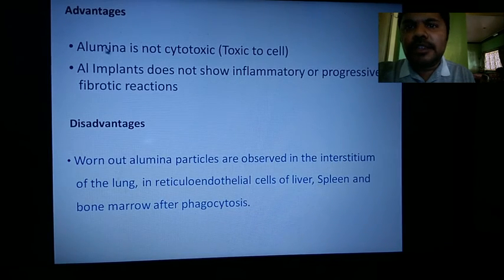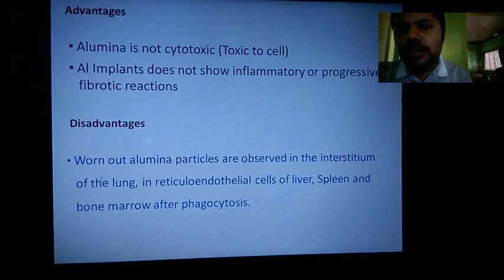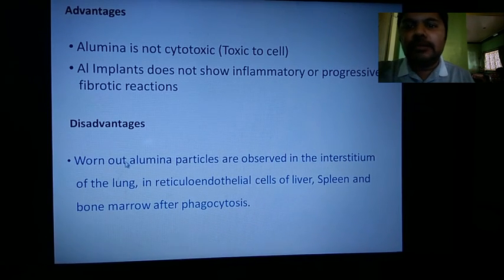Alumina advantages: alumina is not cytotoxic, that is, it is not toxic to cells. All implants do not show inflammatory or progressive fibrotic reactions. Disadvantages: worn out alumina particles are observed in the interstitium of the lung. Worn out is nothing but it may be damaged. When you implant, after some days or some years, it will get worn out or damaged. That is called worn out. It is also found in the liver, spleen, and phagocytosis.